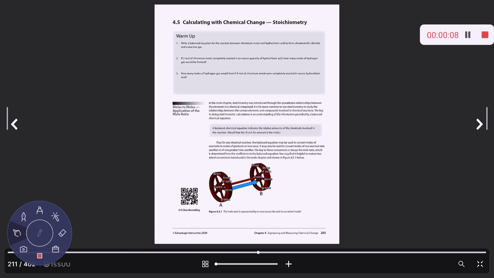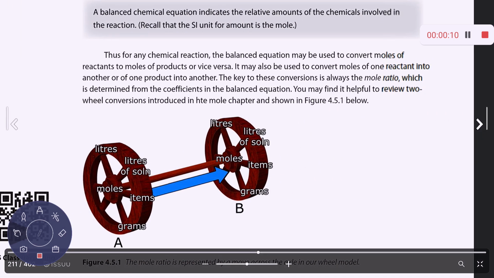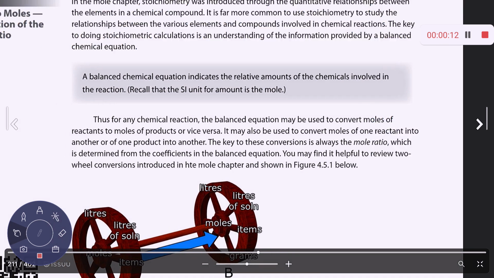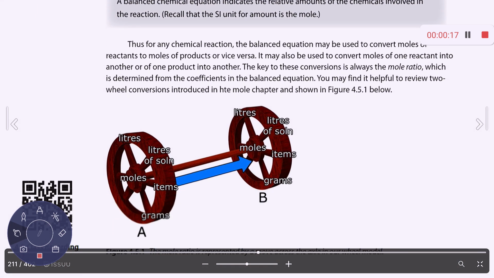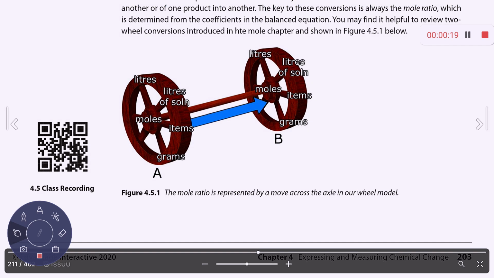Okay, so what we're going to do today is use balanced chemical equations and their coefficients to relate reactants and products to each other. What they've done in your book is incorporate an axle to compare the fact that if I have moles of substance A and I want to go to moles of substance B, I would have to use coefficients in the balanced chemical equation in order to make that happen, okay?